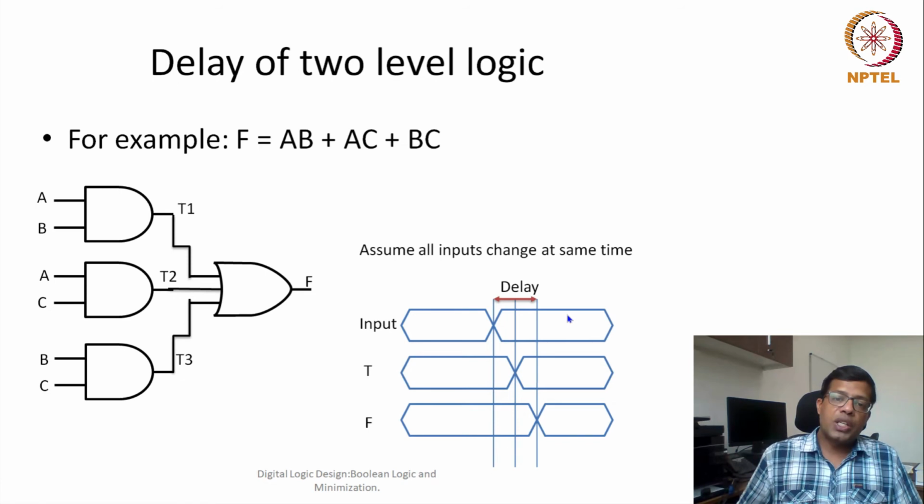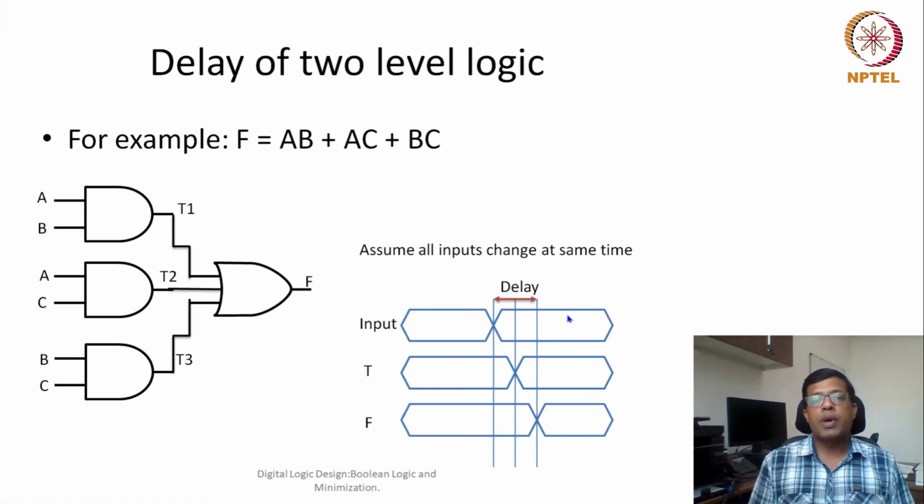Now from this method we can also see that if my logic is of two levels, meaning only sum of product or product of sum, that also means that my delay would be optimal. If the number of logic levels increases, that will also increase the delay of a particular expression.